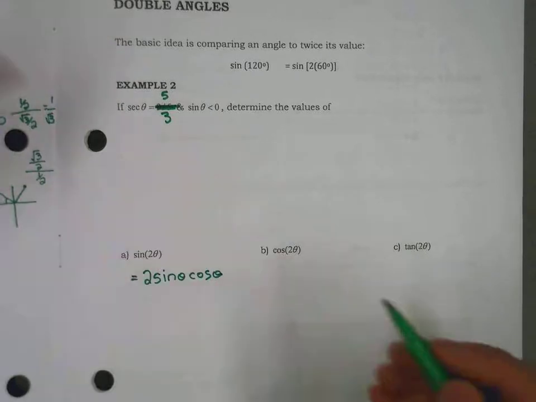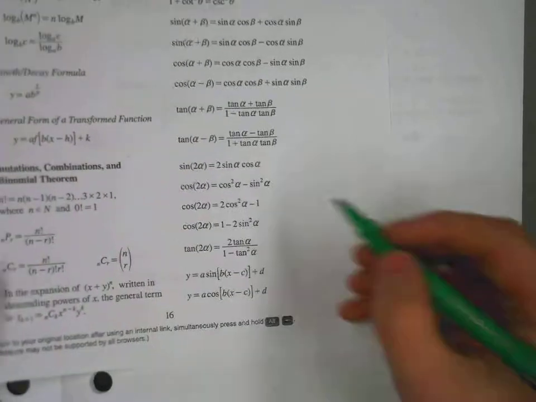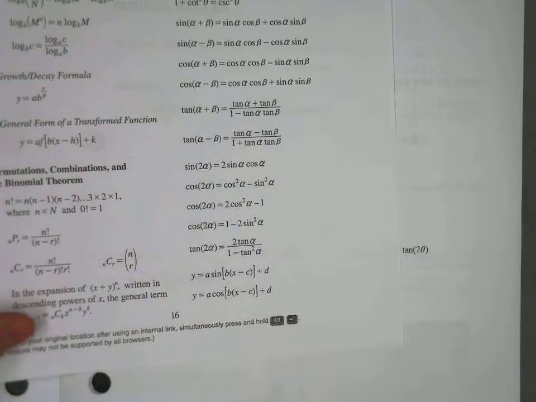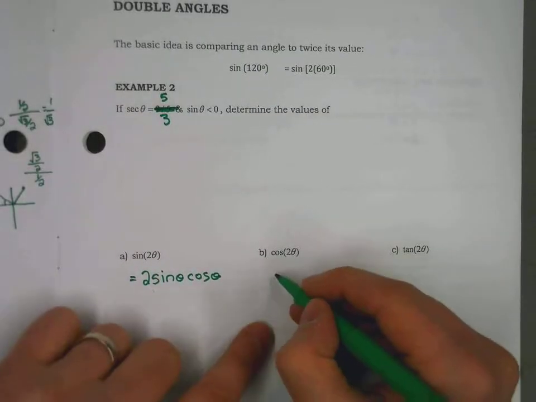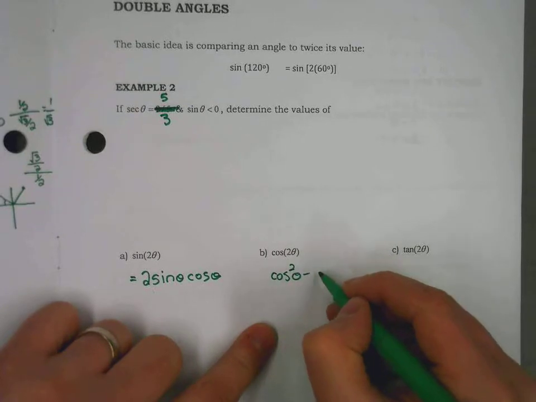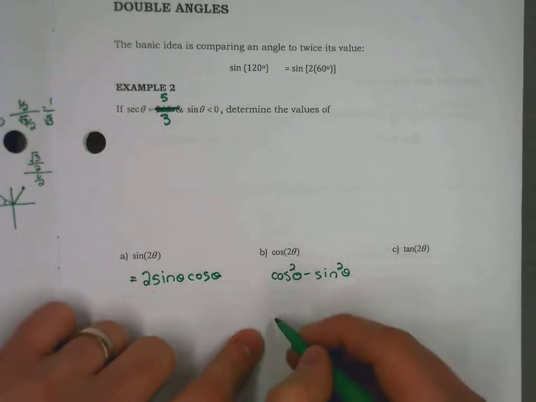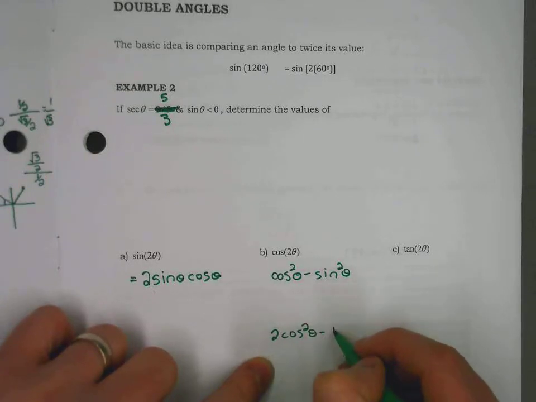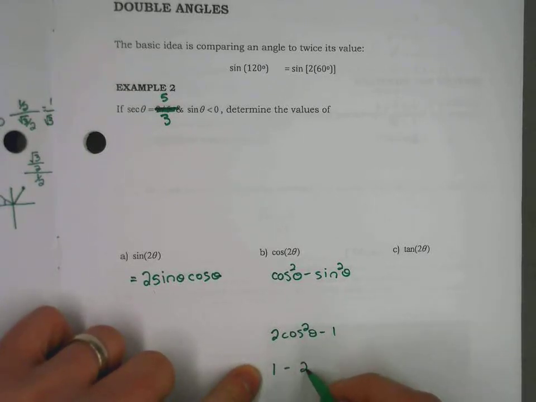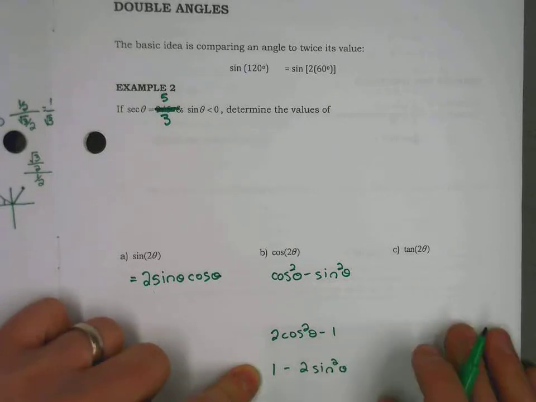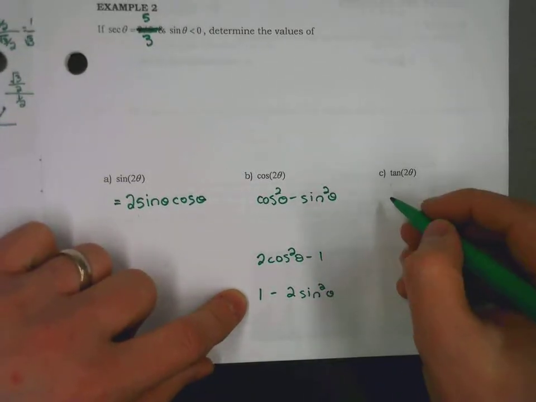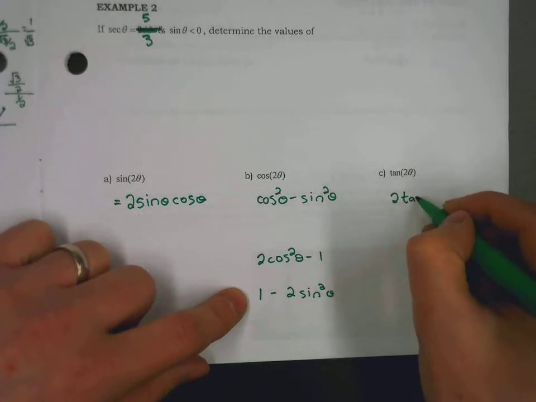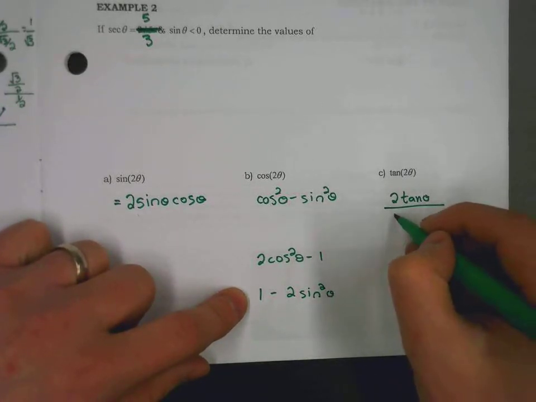For cos of 2 theta, this is going to be a bit of a challenge for some because when you look at cos of 2 theta, there are 3 choices. One of them is cos squared minus sine squared. One of them is 2 cos squared minus 1, and one is 1 minus 2 sine squared.